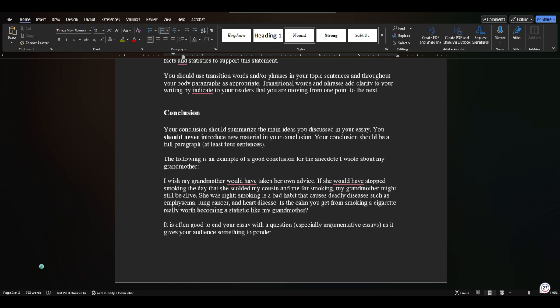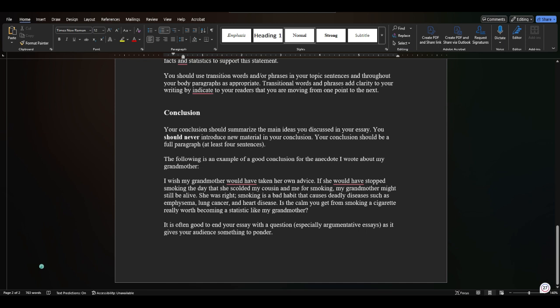So, I give you an example of a good conclusion for the anecdote I wrote about my grandmother. I wish my grandmother would have taken her own advice. If she would have stopped smoking the day that she scolded my cousin and me for smoking, my grandmother might still be alive. She was right. Smoking is a bad habit that causes deadly diseases such as emphysema, lung cancer, and heart disease. Is the calm you get from smoking a cigarette really worth becoming a statistic like my grandmother?